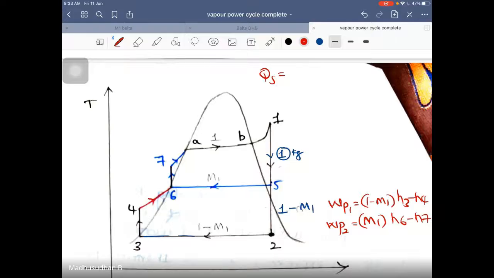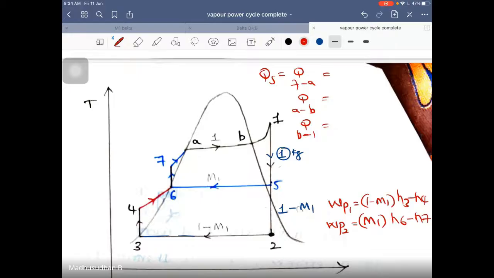That is the feed water heater heat. Heat added is not here. So heat added is a combination of 3: 7 to A, A to B, and B to 1. Now tell me, what is the heat added from 7 to A? HA minus H7. Should I multiply something with the mass flow rate? If I multiply also, it would be 1 again.